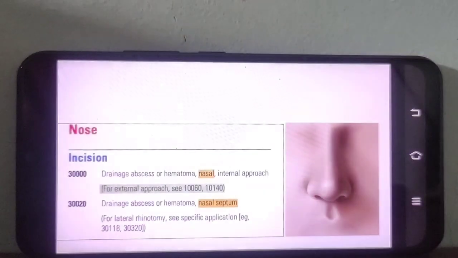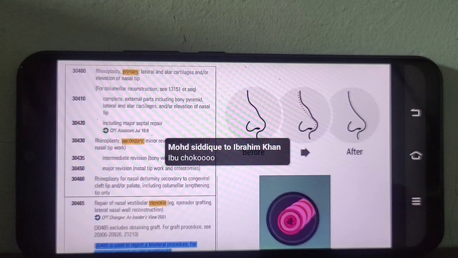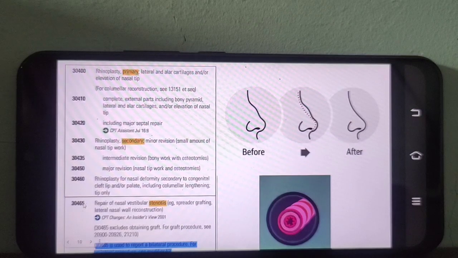Both sides of the nostril. Suppose the surgeon performs the procedure on either the right or left side only, then you should append modifier 52 along with 30465. Did you understand? Yes, ma'am.